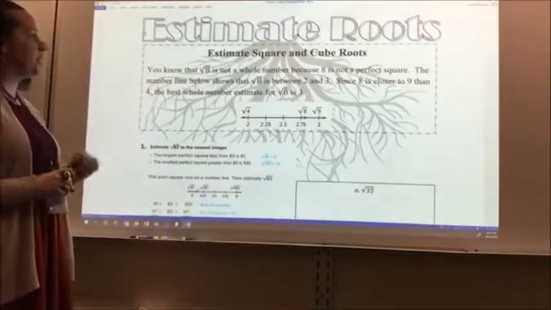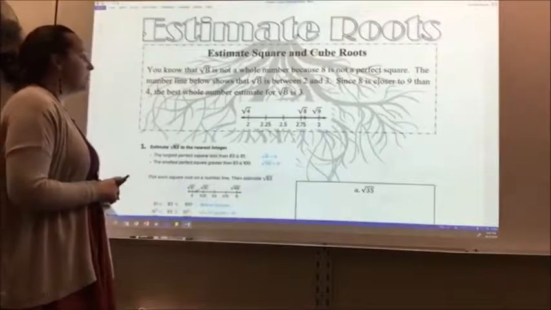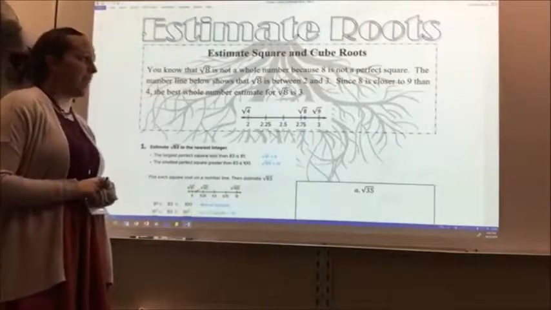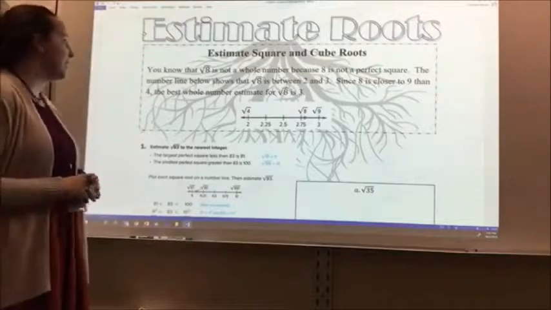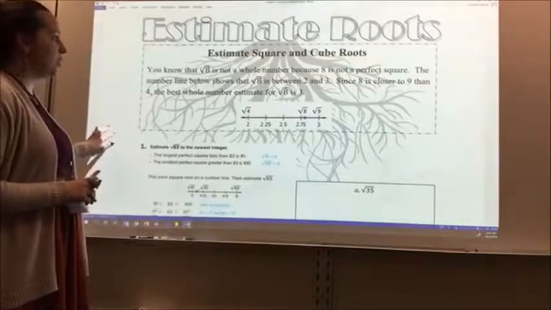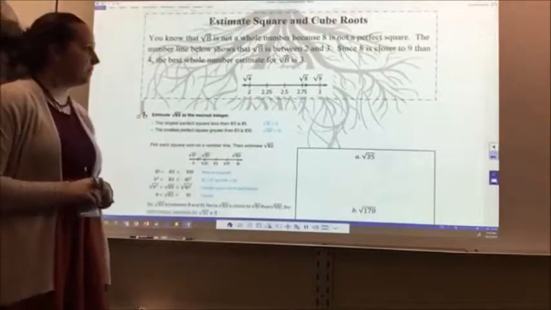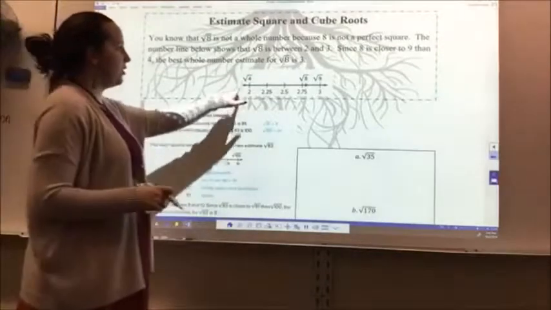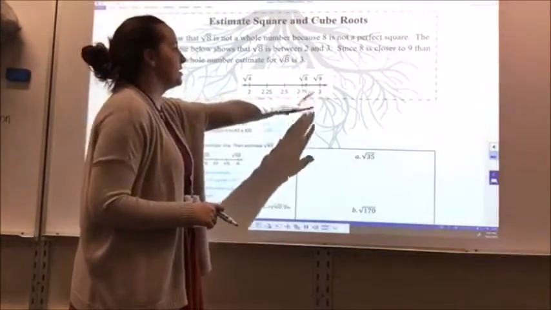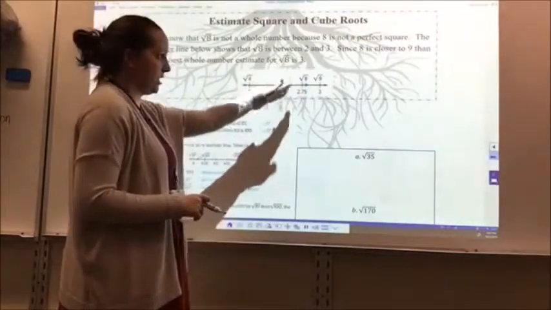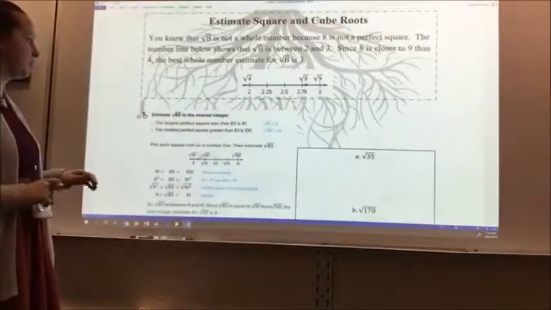You know that the square root of 8 is not a whole number because 8 is not a perfect square. The number line below shows that the square root of 8 is between 2 and 3. Since 8 is closer to 9 than 4, the best whole number estimate for the square root of 8 is 3. Okay? So square root of 4, we know that's a perfect square, so that's 2. Square root of 9 is 3. We know that 8 is between those two numbers, which is how we're getting our estimate. So it's going to be closer to 3.